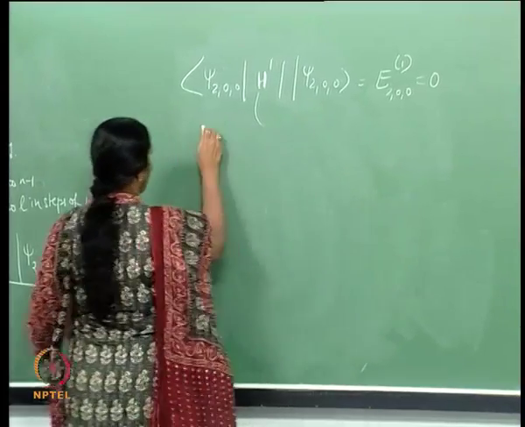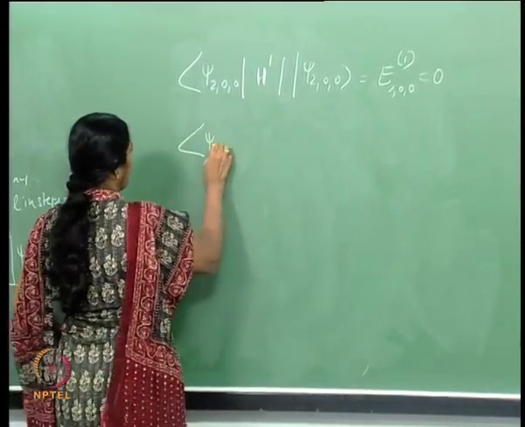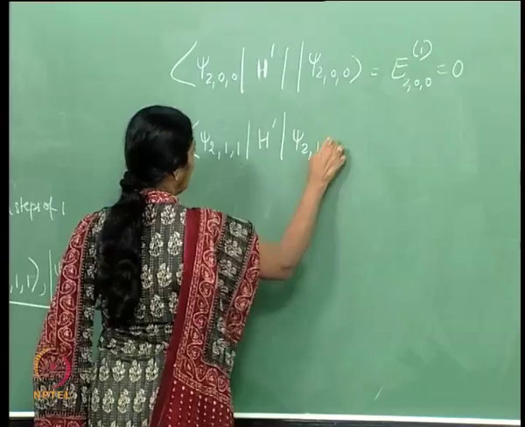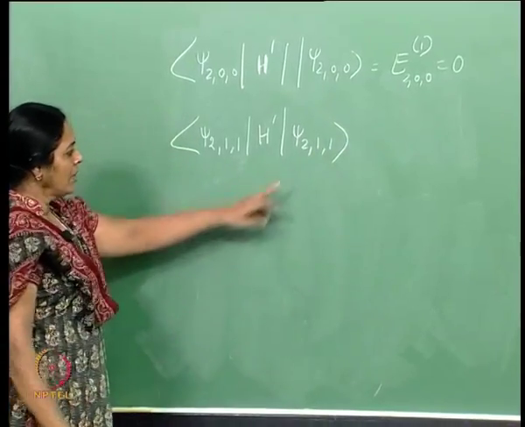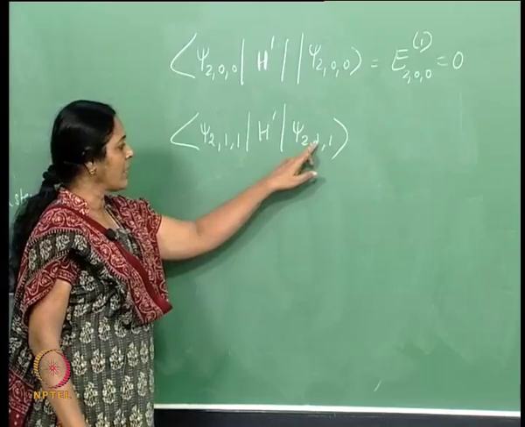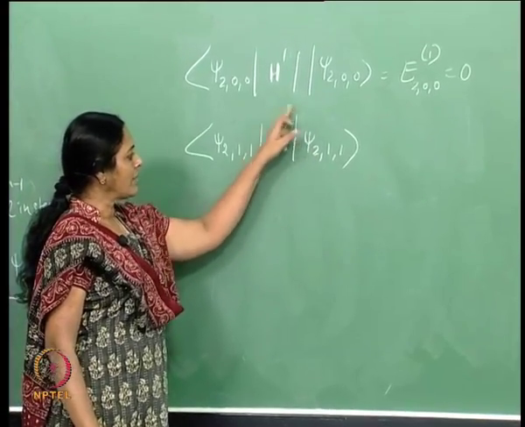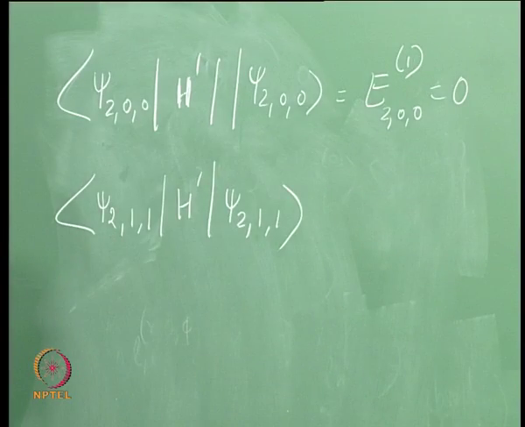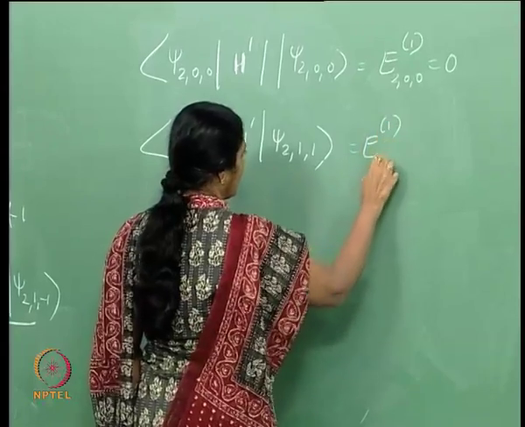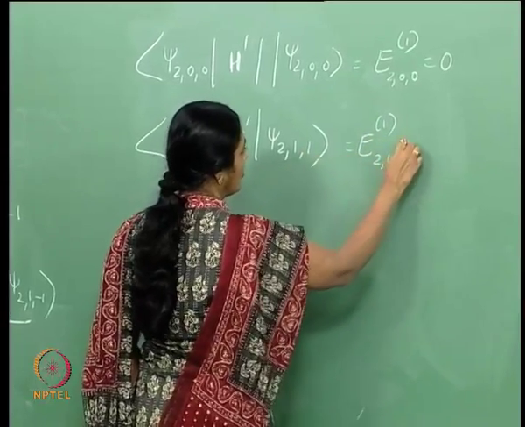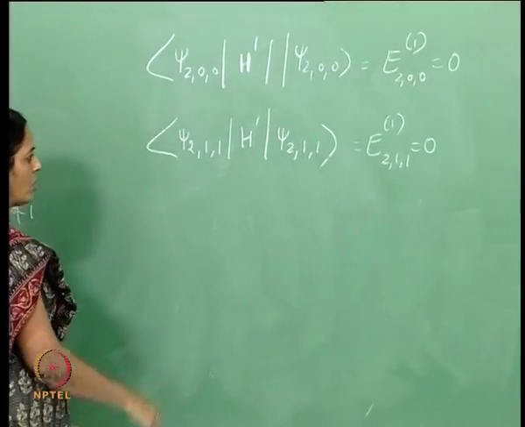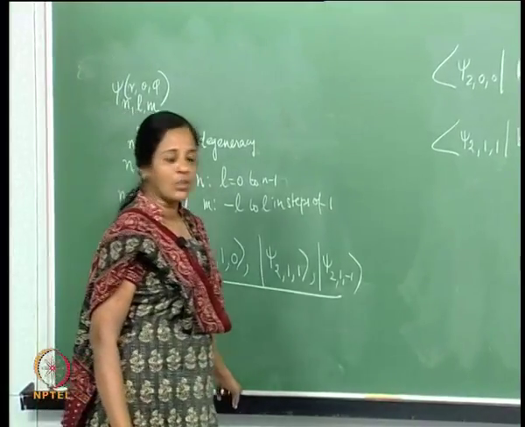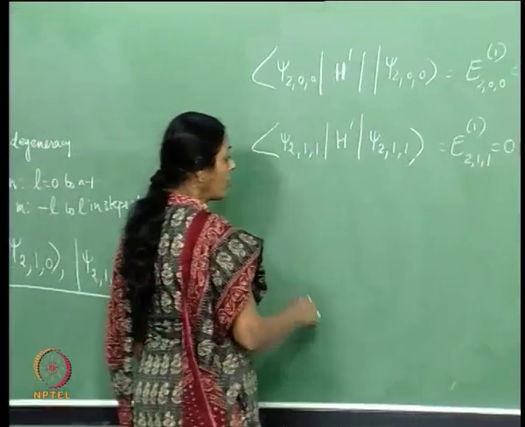Similarly, if you look at psi 2 1 1 for instance, H prime psi 2 1 1, the same problem, except that this state has odd parity because L is 1 and this also has odd parity. So, this entire state has even parity and that has odd parity. So, corresponding to the state 2 1 1, the first order contribution is 0. Similarly, for all these 4 states as it stands, the first order contribution is 0.